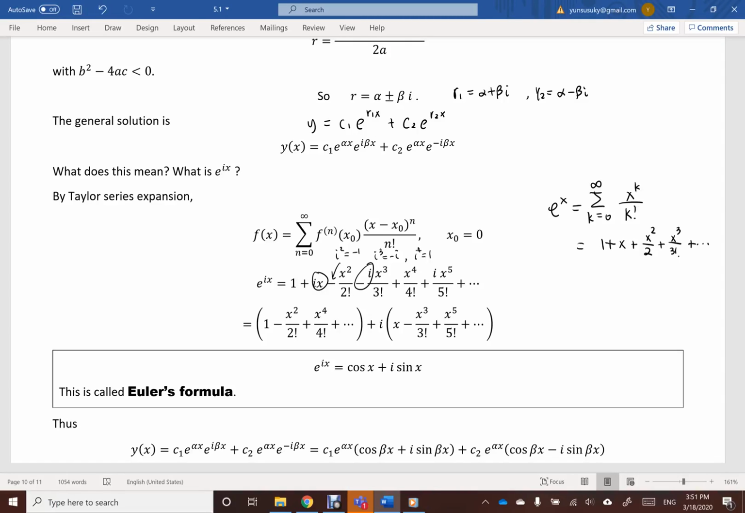If you look at the even power terms, group the even power terms together and group the odd power terms together, and I don't know whether you can still remember. So this is actually the Taylor series for cosine, and this is actually the Taylor series for sine x. Okay? So if you don't remember, it's okay.